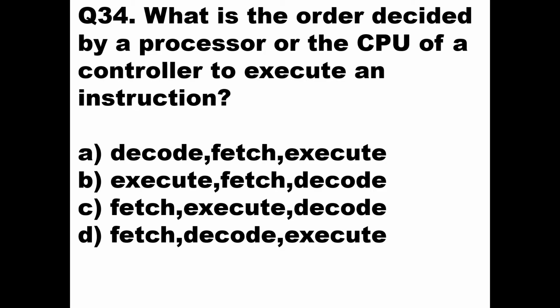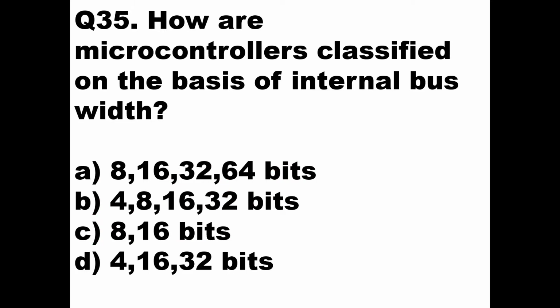And with those variation in voltages, the system will understand what is the operation, and then the execution takes place, whether it is arithmetic or a logical execution. Clear? So always the order should be fetch the instruction, decode the instruction, and then execute the instruction. So here the option D will be the right answer. Fetch, decode, and execute. Okay. Then we'll go to the next question, question number 35. How are microcontrollers classified on the basis of internal bus width?